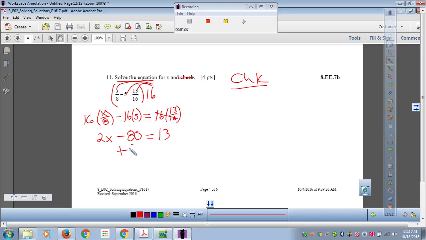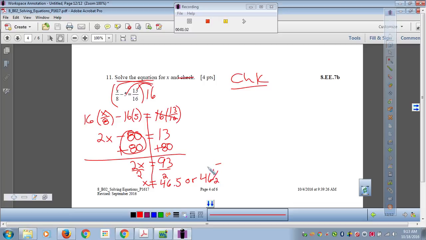Next step, add 80 to both sides. And I get 2x equal to 93. Divide both sides by 2. And you get x equals 46.5, or 46 and a half. I know some of you don't like having decimal or mixed number answers, but that's okay. That's not a bad number.